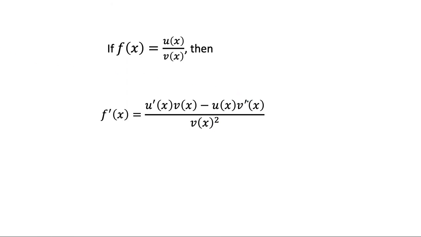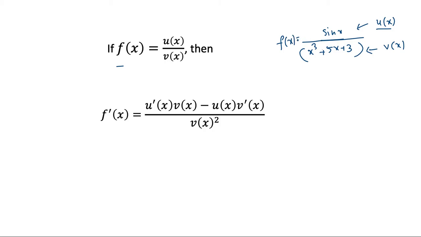So let's see what the formula is. If there is a function of x, f(x), and it can be represented as u(x) divided by v(x). For example, you have sin x by 5x plus 3, or maybe some other polynomial function. You see that this function has two parts. One is the numerator, which is u(x). It itself is a function of x, and this is another function of x, much simpler than the original function f(x). So you will differentiate them separately using this formula.